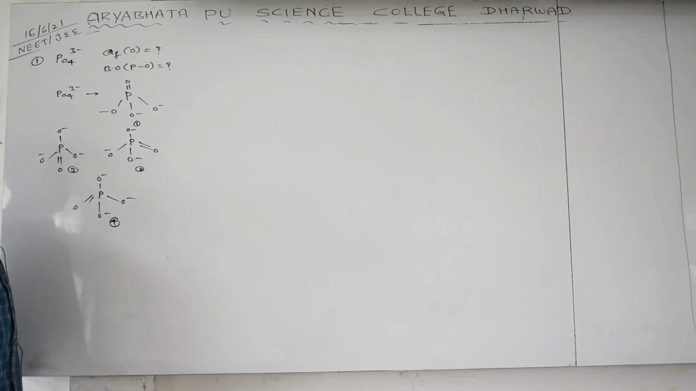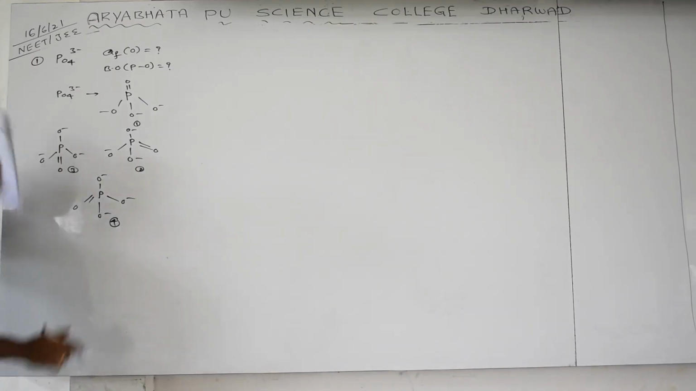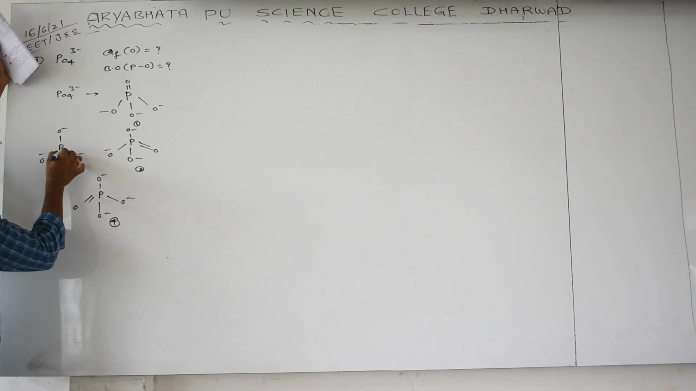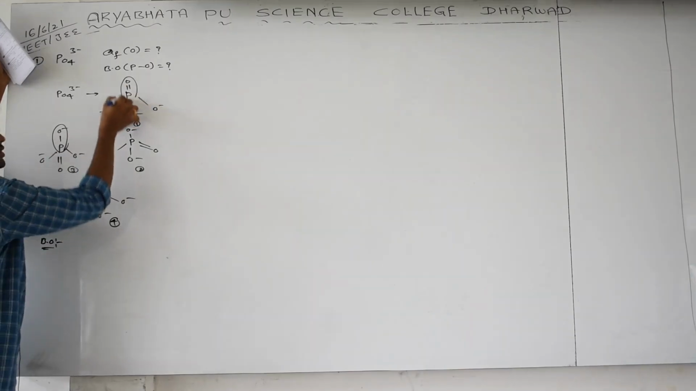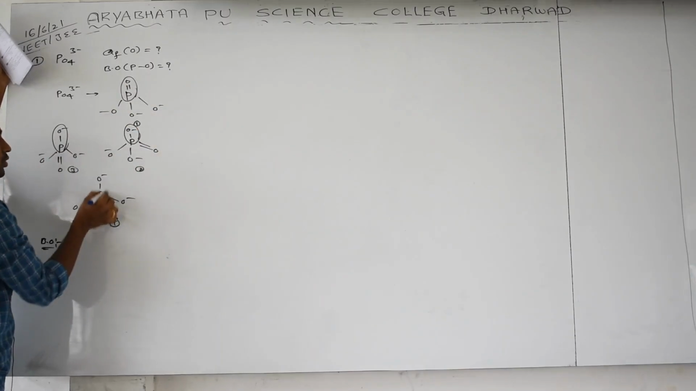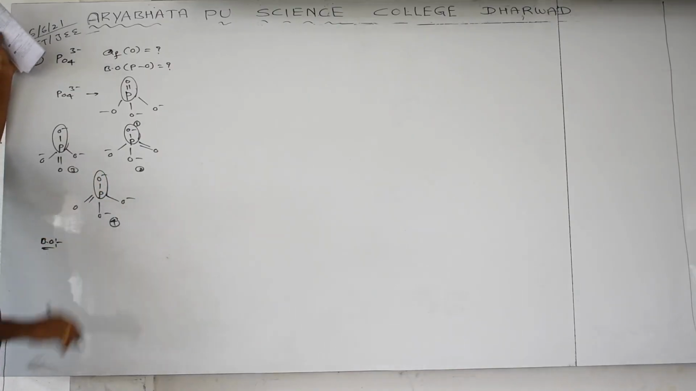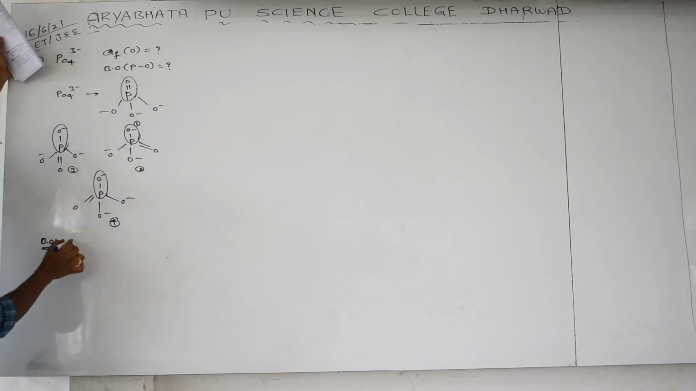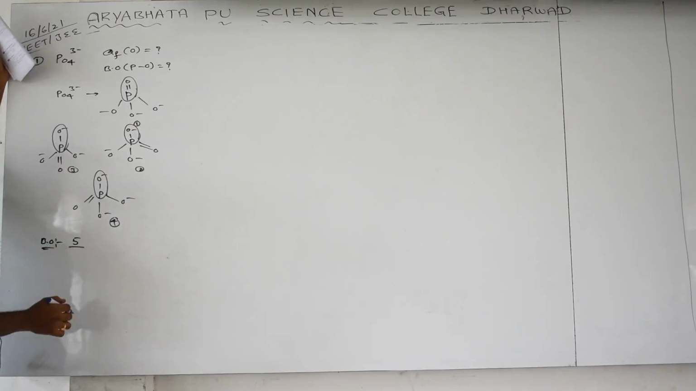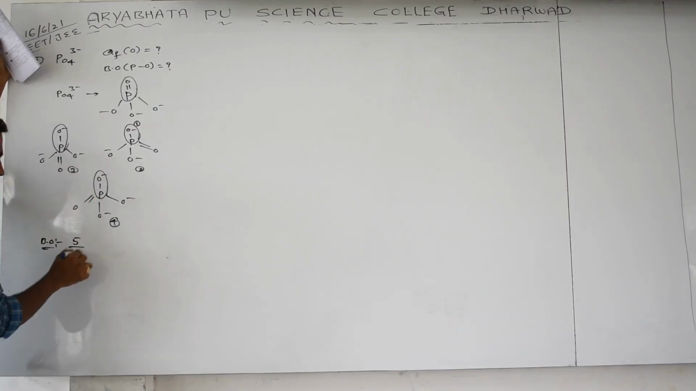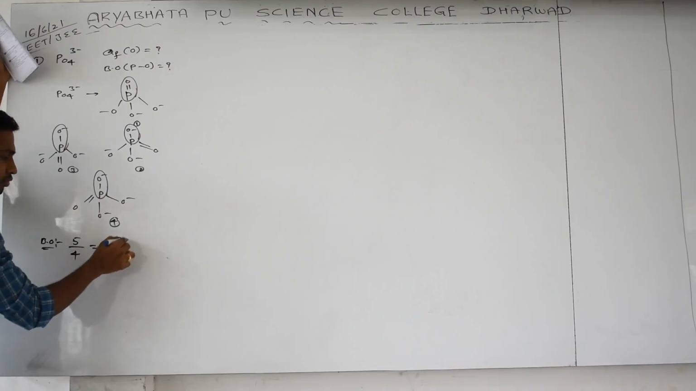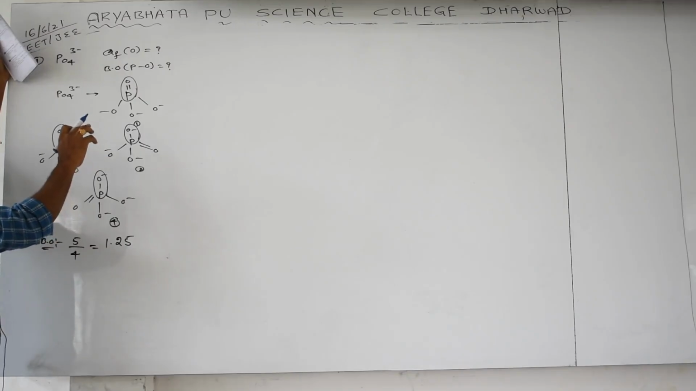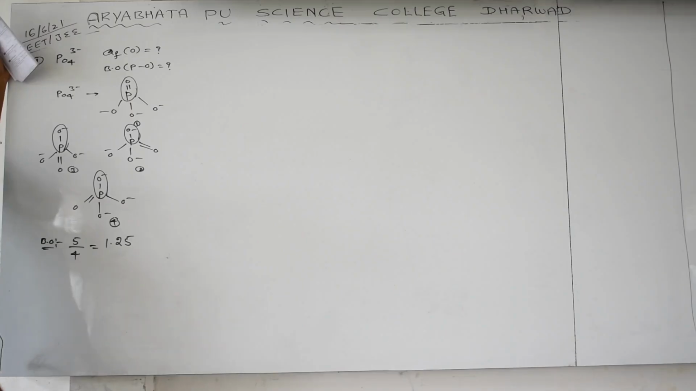How many resonance structures do you get? 4 resonance structures. Bond order means the number of bonds between two particular atoms in all resonance structures. 2 plus 1, 3, 4, 5. That is 5 bonds, divided by the 4 resonance structures we are getting. That is why the bond order is 1.25. Bond order is the total number of bonds between the two atoms in all resonance structures divided by the number of resonance structures.